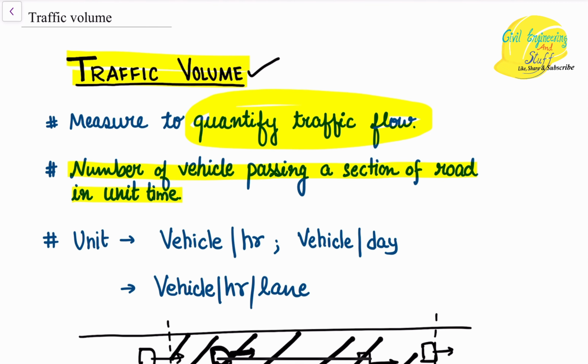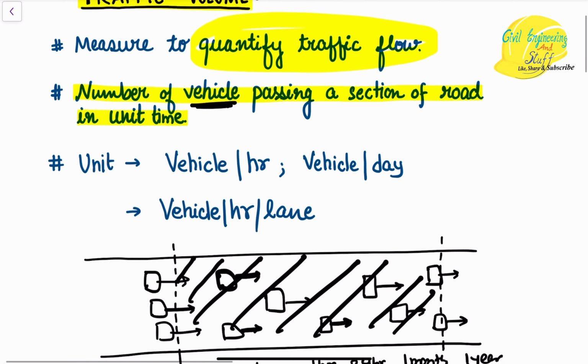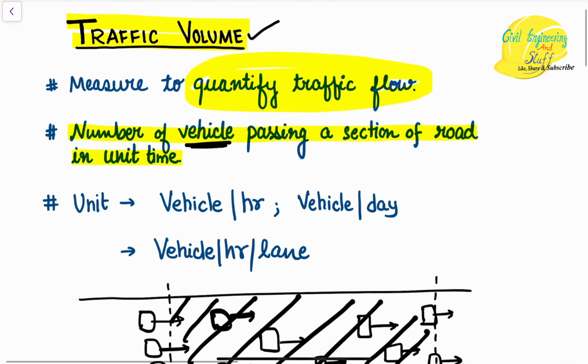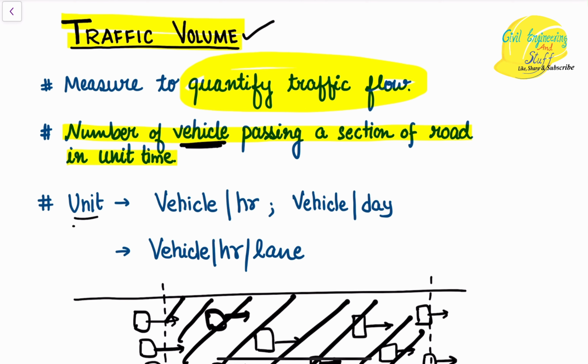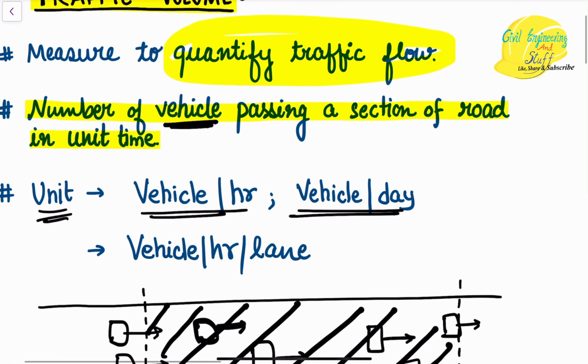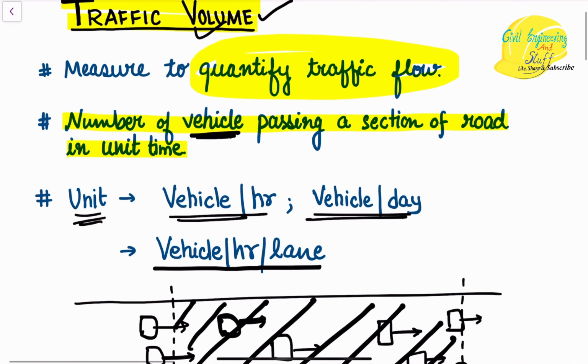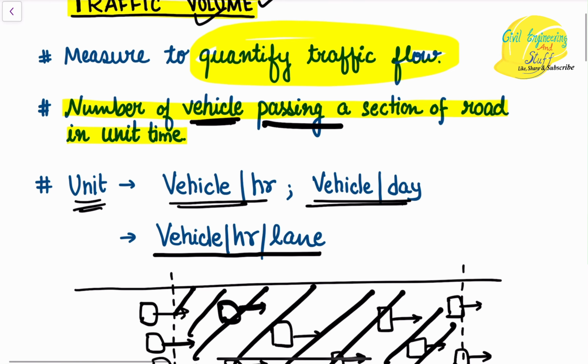It is defined as the number of vehicles passing the study section per unit time. That is why the unit of traffic volume is vehicles per hour or vehicles per day. And sometimes, for more precise identification, the unit is vehicles per hour per lane. That is the number of vehicles that are passing in the unit time in this specific lane. So this is your traffic volume. It is the number of vehicles that are passing a section of road in a unit time.